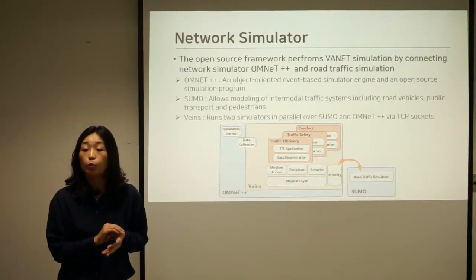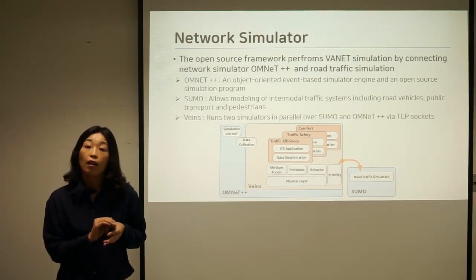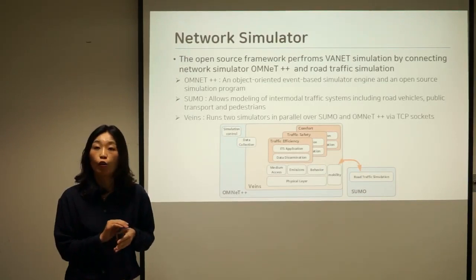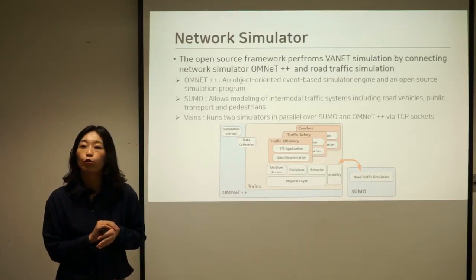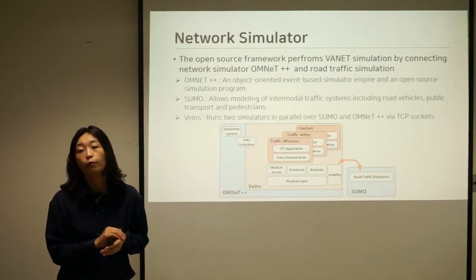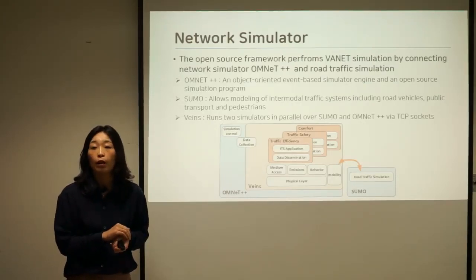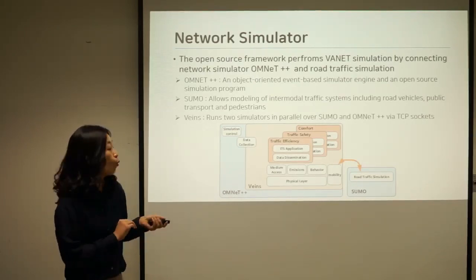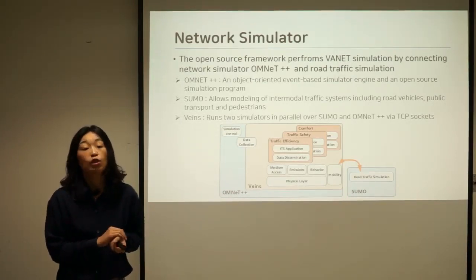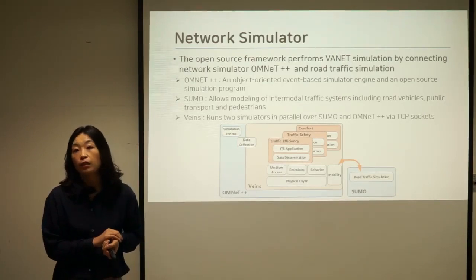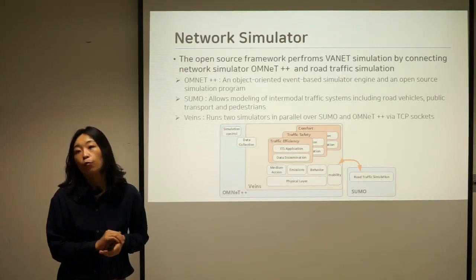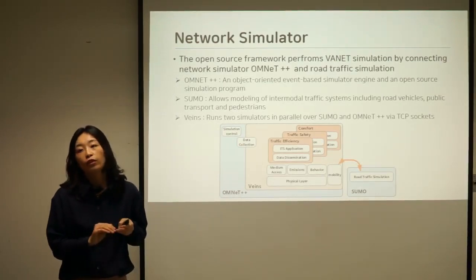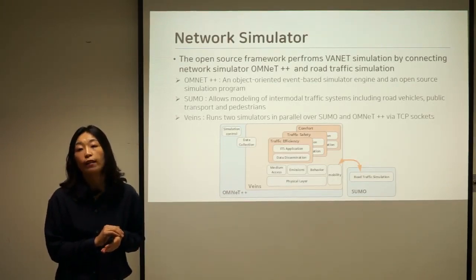SUMO is used for research purposes like traffic forecasting, evaluation of traffic lights, route selections, or in the field of vehicular communication systems. SUMO users are able to make changes to the program source code through the open source license to experiment with new approaches. VANET runs the two simulators in parallel, SUMO and OMNeT++, via TCP socket. VANET receives information about vehicle generation and mobility from SUMO, allowing its vehicles to be recognized as nodes in OMNeT++ to enable VANET communication simulation.